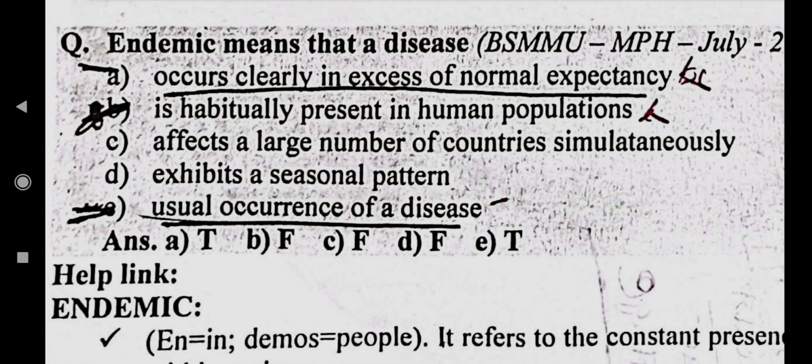Endemic means that a disease: false answer occurs clearly in excess of normal expectancy, affects a large number of countries simultaneously, exhibits a seasonal pattern. True answer is habitually present in human population, the usual occurrence of a disease.